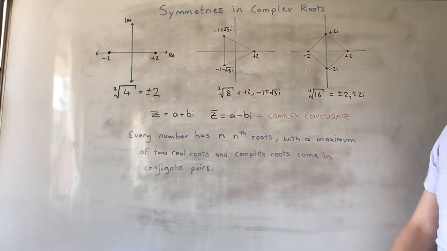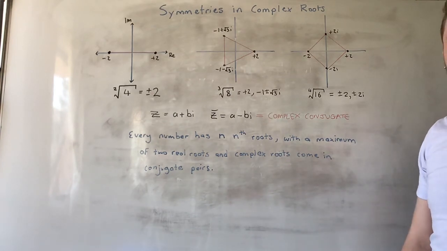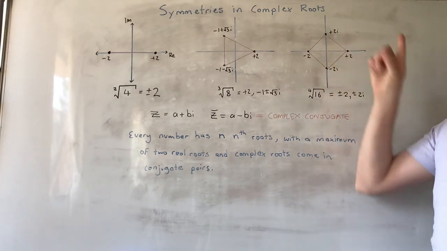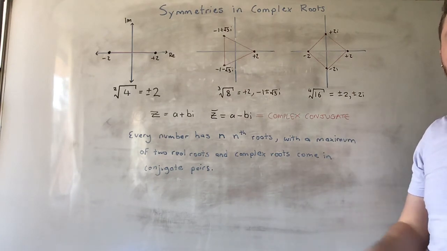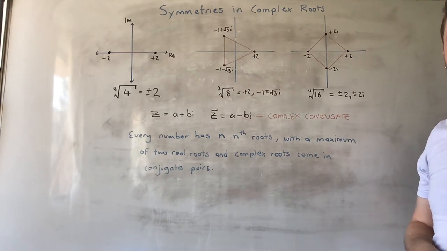And the complex roots always come in conjugate pairs, as I say, because it doesn't matter which you take, the conjugate or the original, they'll both give you the desired result.